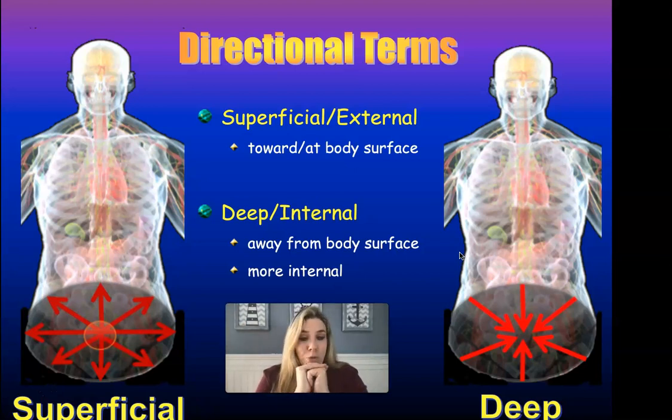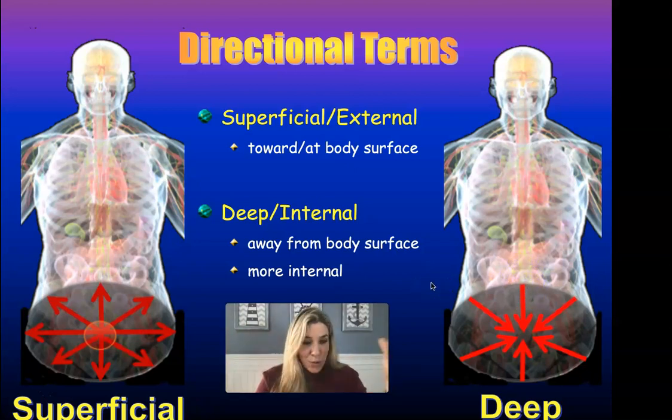So for example, you could say the skin is superficial to the liver because it's more on the outside. Or the opposite of that would be, the intestines are deep to the skin. That means they're more internal to the skin.